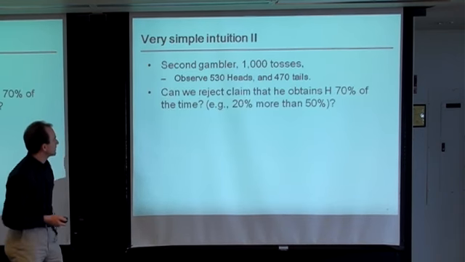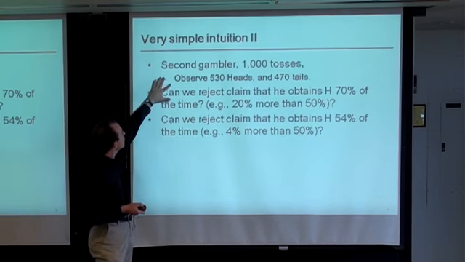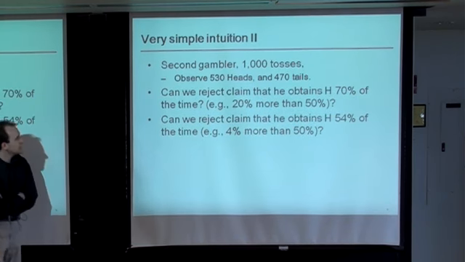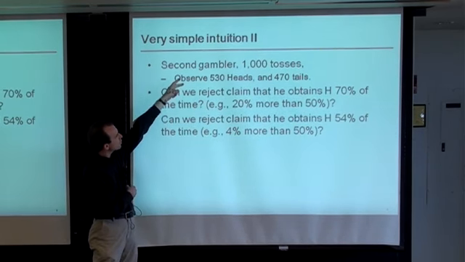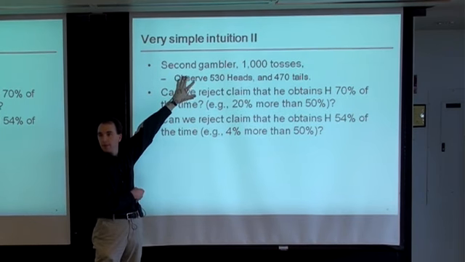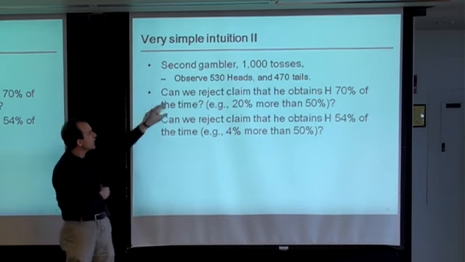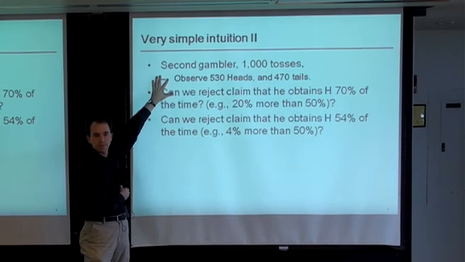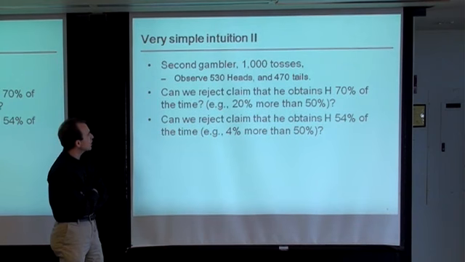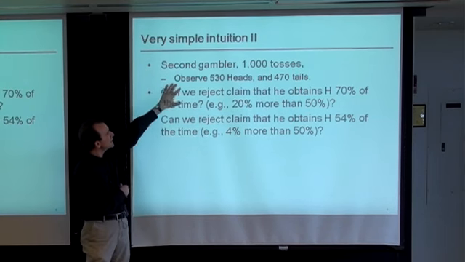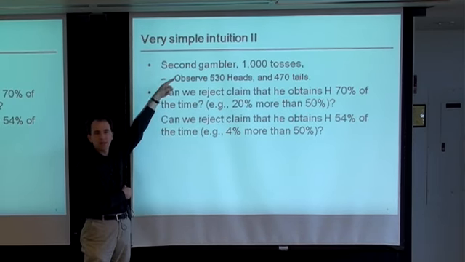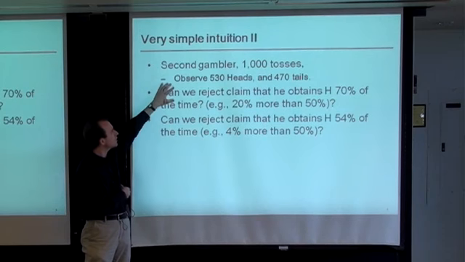Okay, here's another example. So what this example shows, so now suppose you had a second gambler who had 1,000 tosses and they did 530 heads and 470 tails. What this shows is that, and that's when we have a lot of data. And in some sense, what we can learn about this data depends on what hypothesis we're interested in. So this hypothesis, if the gambler claimed that they obtained heads 70% of the time, we could probably say, yeah, I don't think so, right? This is enough data that the odds that you would get this data pattern if you got heads 70% of the time are really, really small, right?